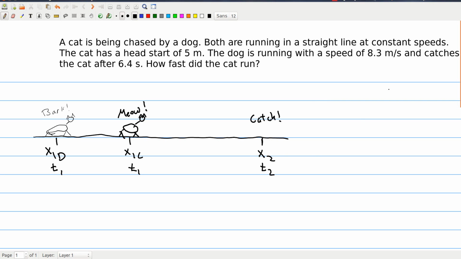So let's start writing down the things we know. We're going to go ahead and just say that where the dog starts, we're going to call that 0 meters. Since the cat has a 5 meter head start, that's going to be 5 meters, and that means I've defined the positive x direction to be to the right. So I'm going to go ahead and label that so I can keep track of it. We'll say they start running at 0 seconds.